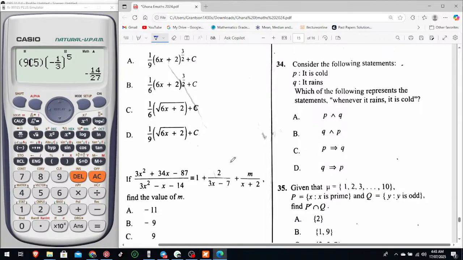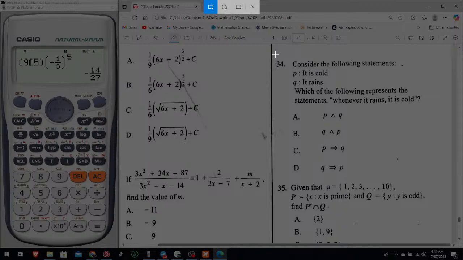Consider the following statement: P, it is cold. Q, it rains. Which of the following represents the statement: whenever it rains, it is cold? This means that P implies Q. Whenever it rains, so that is Q, then it will be cold. Are you okay? Yes, sir. But better still, let's ask AI. This question, I've not mastered it very well, so I don't want to give you something that I don't have full understanding of.